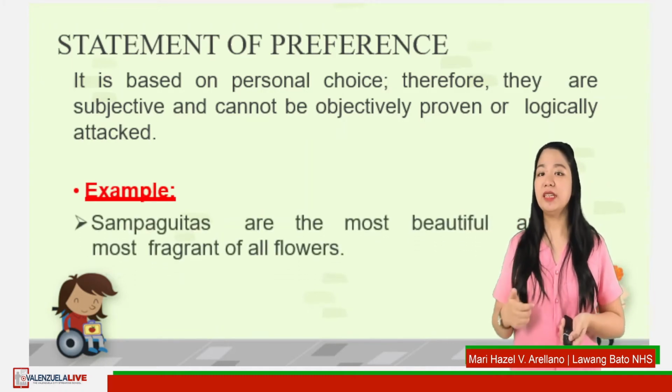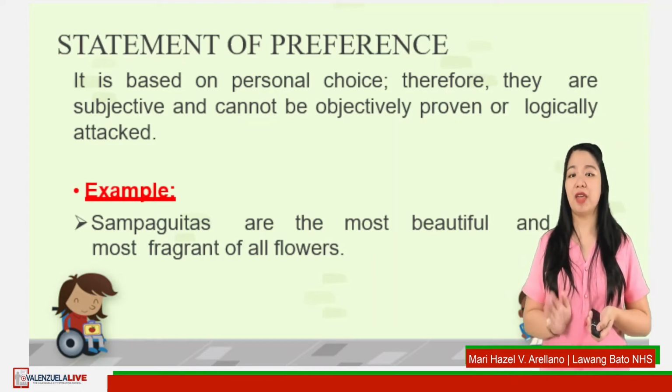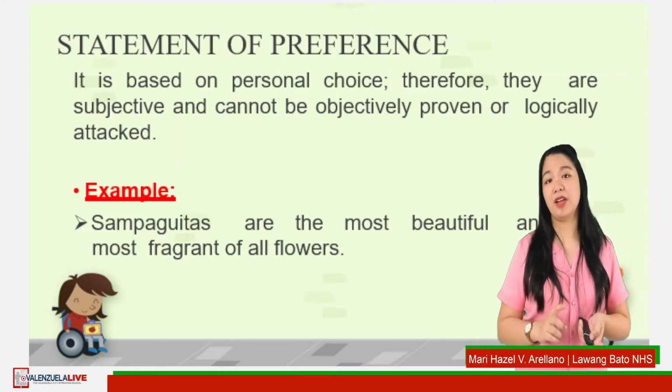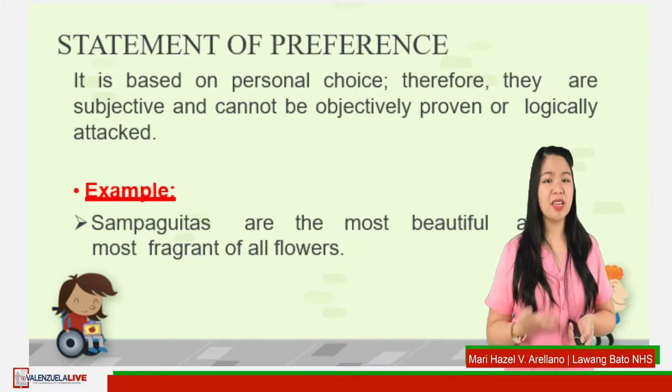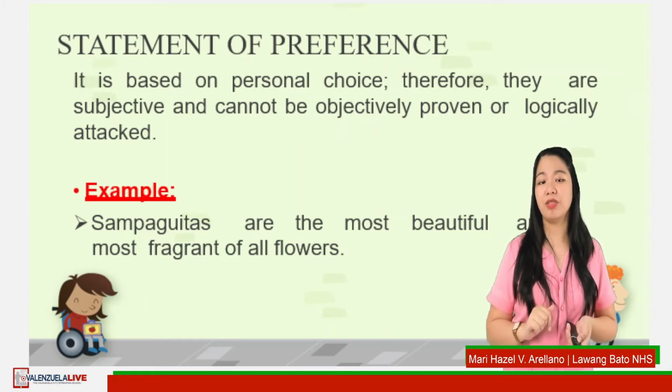Example: sampaguitas are the most beautiful and most fragrant of all flowers. This example is a statement of preference. Why? Because it says a lot about what type of flower the speaker likes, instead of objectively comparing it to other flowers.